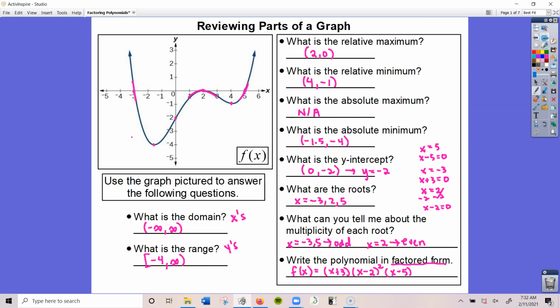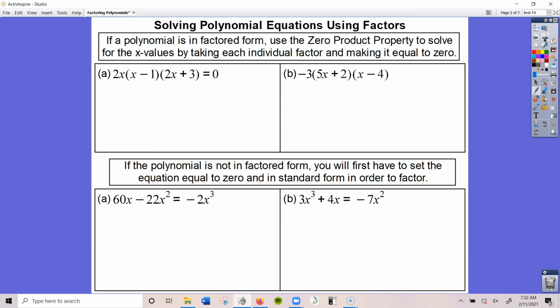Now let's look at how to solve polynomials using factors. Because that's basically what we're going to do today: learn how to solve polynomials, but we're going to have to factor them first. But just so that we understand what to do with those factors in order to solve, remember that we're going to use the zero product property.